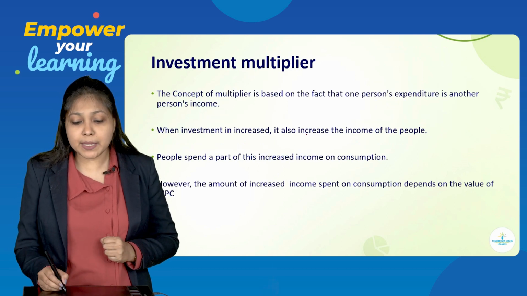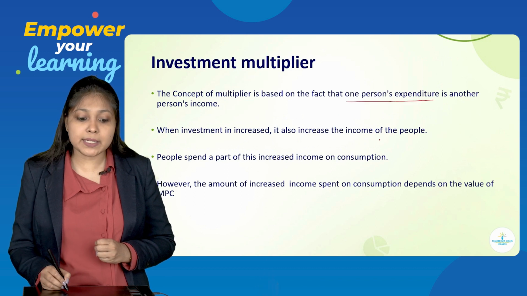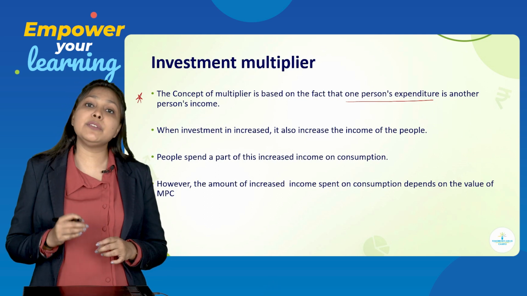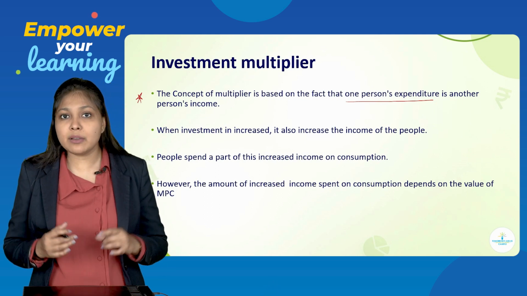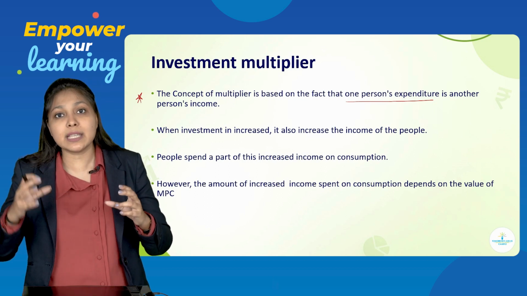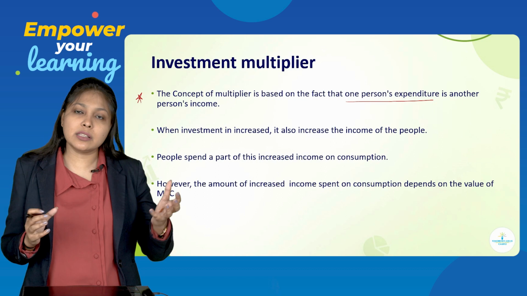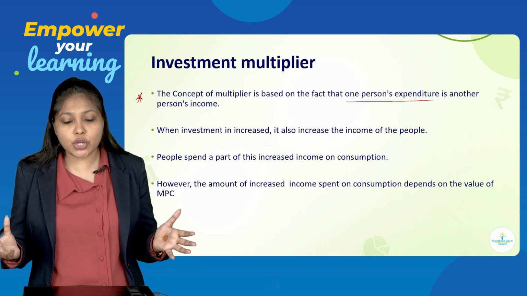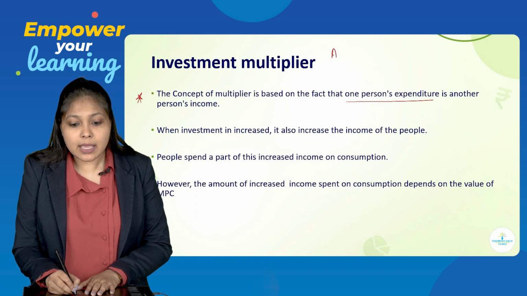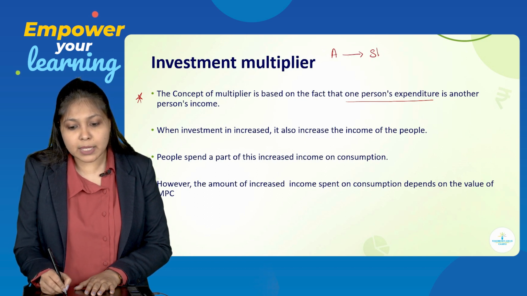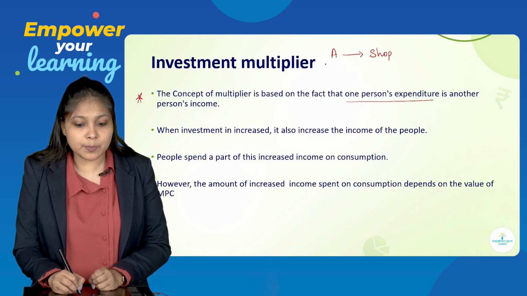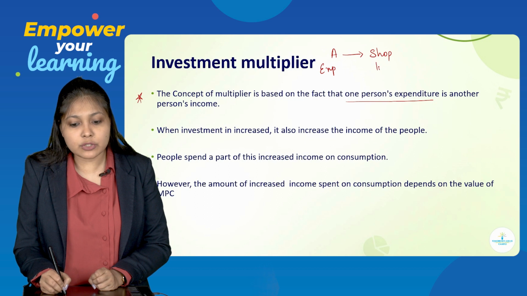The concept of multiplier is based on the fact that one person's expenditure is another person's income. Very, very important that whenever we study the concept of investment multiplier, one thing for sure you have to keep in mind is that one person's expenditure is another person's income and one person's income is another person's expenditure. That is for sure. Now take an example. There is a person A who goes to a shopkeeper and buys goods. So it is an expense for A, an income for this shopkeeper.